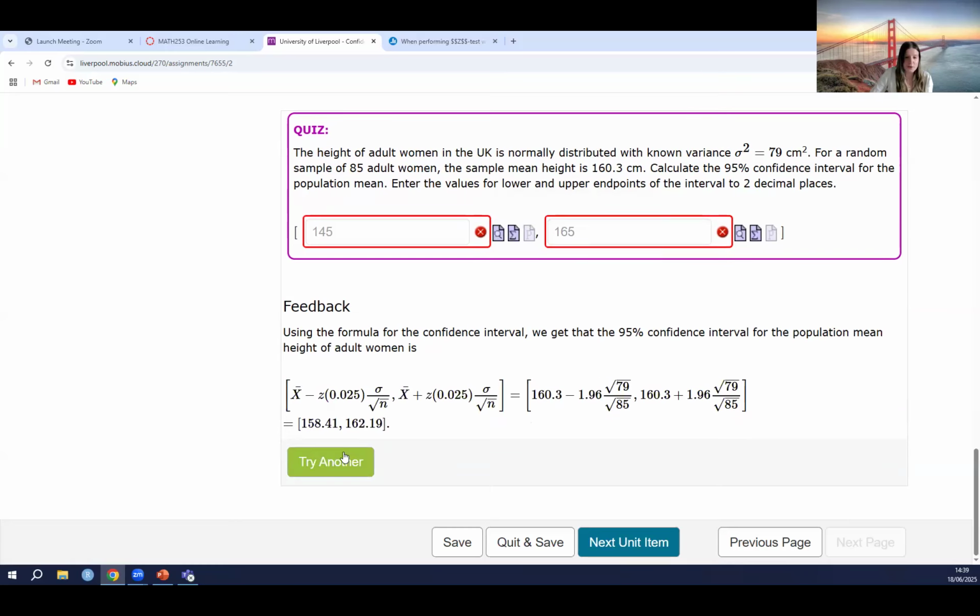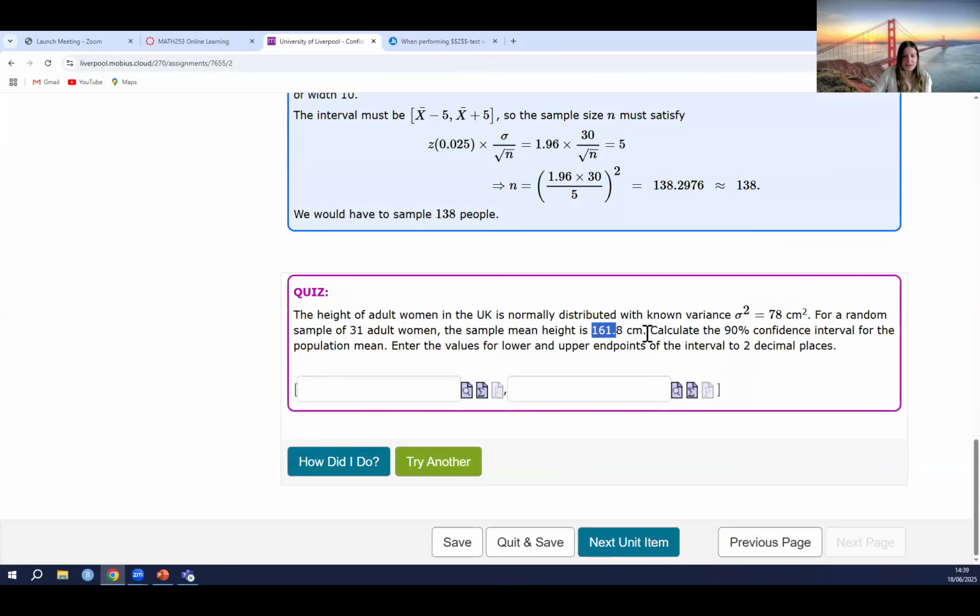And so if I press try another, you can see that the sigma score is 79. If I do try another, it will generate another example with different parameters. So all of these parameters, sigma squared, the sample size, the sample mean, the type of confidence interval, they all change. So students can try these quizzes as many times as they want, every time with different sets of parameters. They can do it as many times as they want until they're confident with the material.